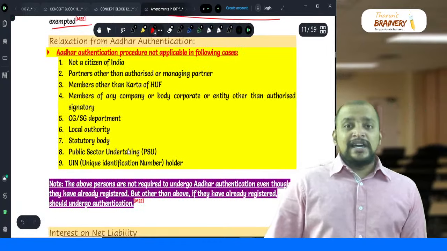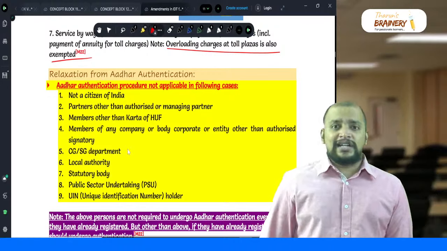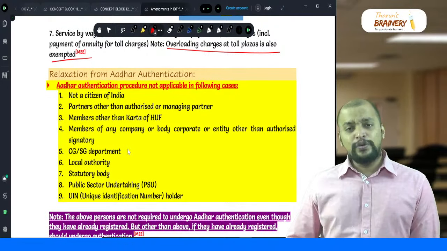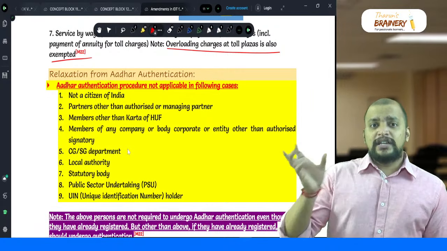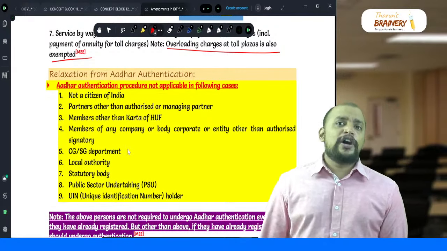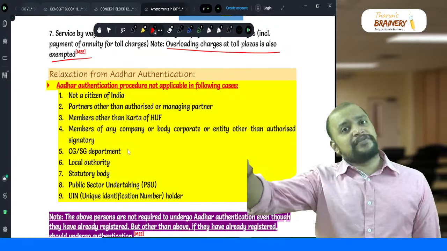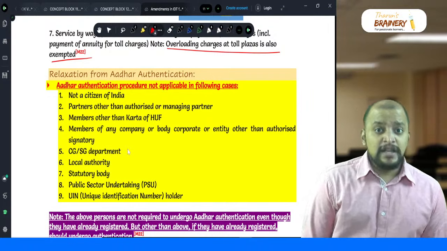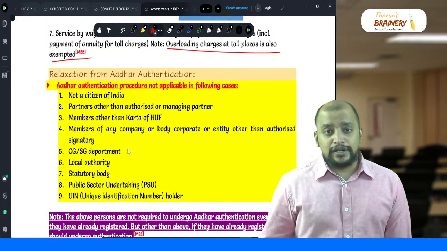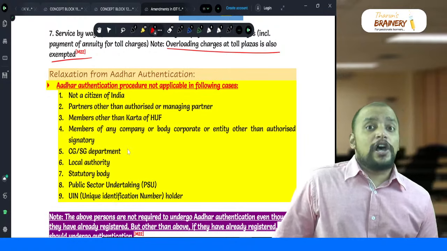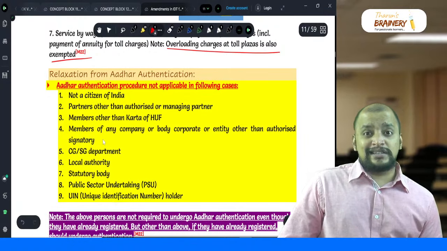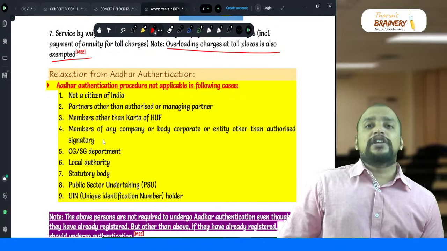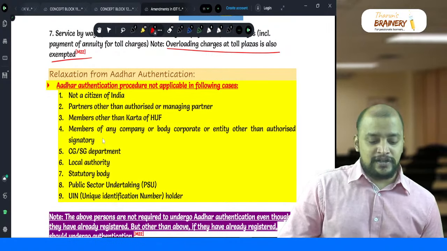Then next one, relaxation from Aadhaar authentication. Aadhaar authentication is not required for certain people who are undergoing registration. If you are an individual, you are required to undergo authentication, but if you are not a citizen of India, authentication is not required. In the same way, if you are a partnership firm, the partner is required to undergo authentication, but not all partners. Okay, so partners other than the authorized or managing partner are not required. Then you take HUF. Karta is only required to undergo authentication, not all members of HUF.